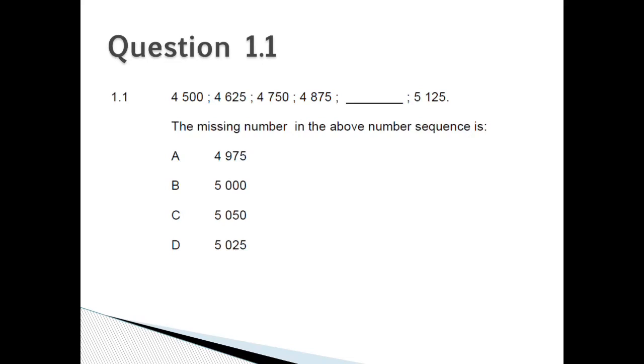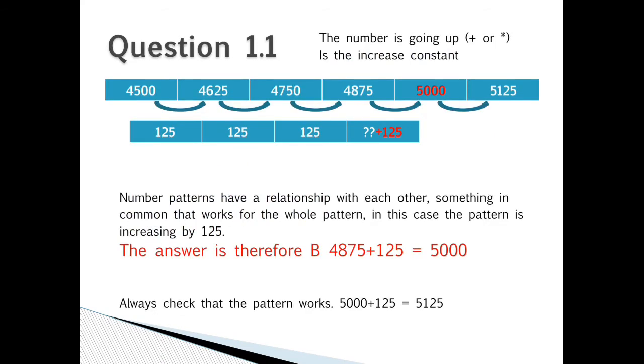We have numbers 4,500, 4,625, 4,750, 4,875, dash, 5,125. The missing number in the above sequence is what? A. 4,975, B. 5,000, C. 5,050, D. 5,025. The first question you need to ask yourself is: are the numbers going up or down?